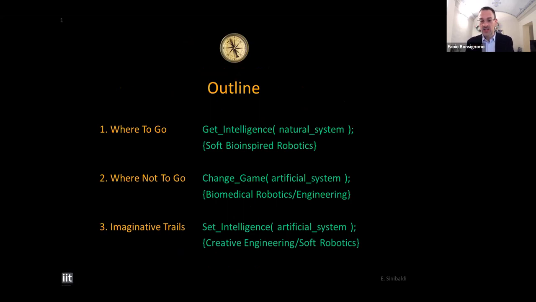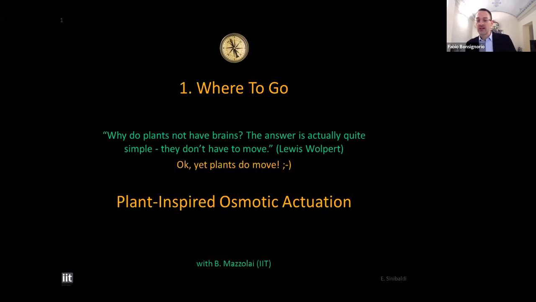The first one, which is titled Where to Go, tells how models can be used to understand the operating conditions of natural systems up to deriving bio-inspired and biomimetic artificial devices. The second one, titled Where Not to Go, deals with strategy, so how models can help us change the take on a given problem. Whereas the third one is a crazy link between music and flexible robotics. I will span soft robotics, biomedical robotics, and creative engineering, balancing some concepts with some technical details to take you along. Okay, let's start by recalling this quite popular sentence in the Shanghai lectures.